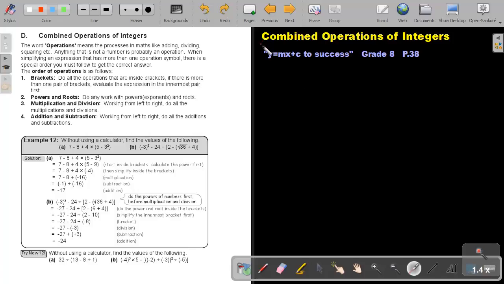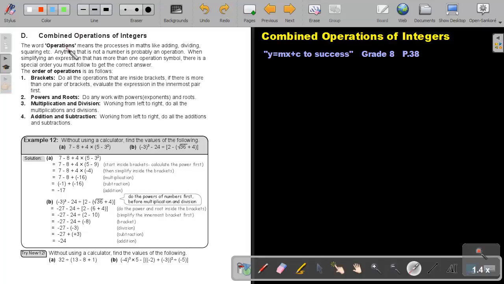Part 11. Combined operations of integers. You will find this on page 38 in the Namibian Mathematics Grade 8 textbook, Success. Combined operations of integers.